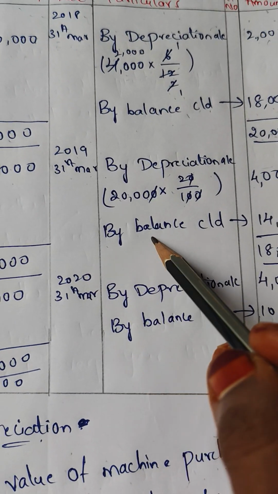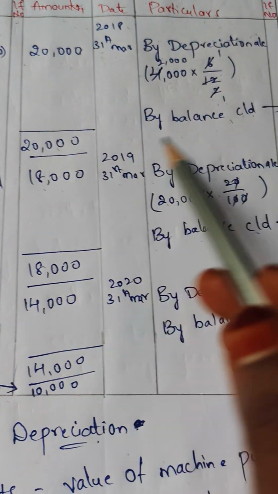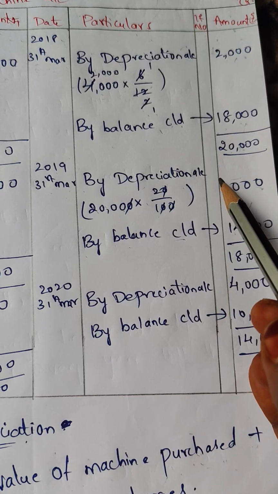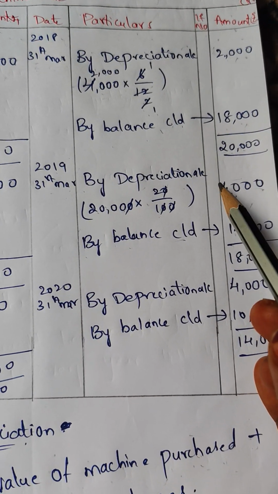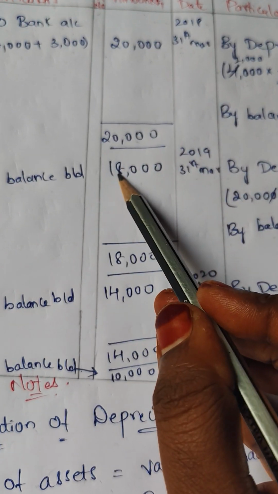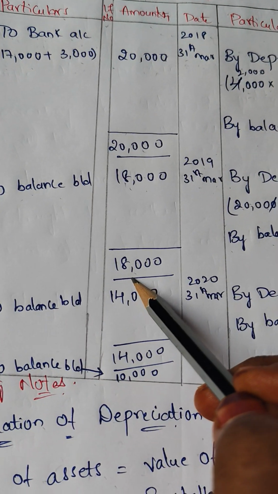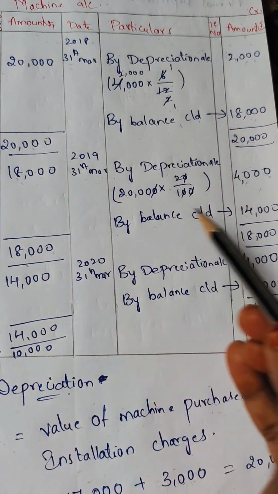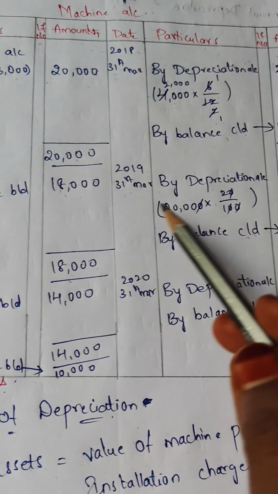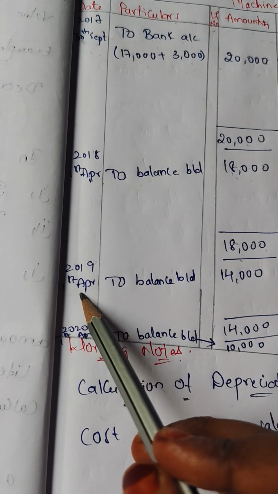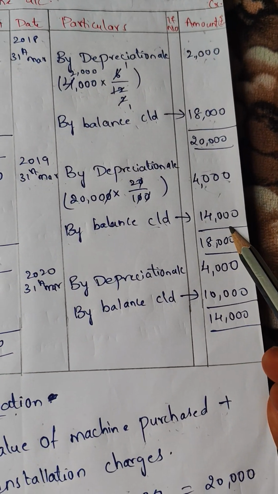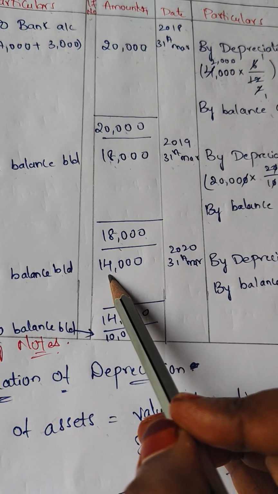Again here we have to write by balance carried on, means 18,000 minus 4,000 we have to do. Obviously we will get 14,000. Again these two we have to add. 14,000 plus 4,000 will get 18,000. Again on the debit side we have to write this amount as it is, 18,000. Both sides we have to tally. And here on 2019 31st March we are closing our account. Again next day we are opening our account, 2019 1st April to balance brought down. This carried on amount 14,000 we have to write here as it is.